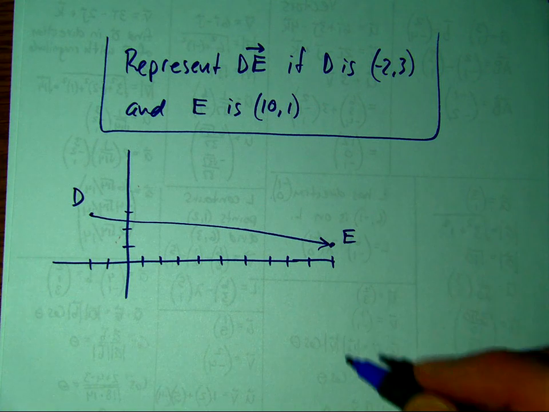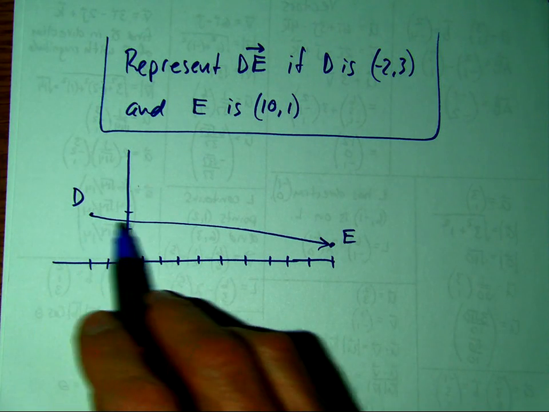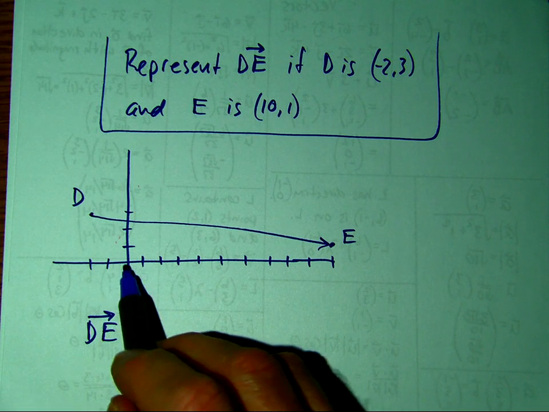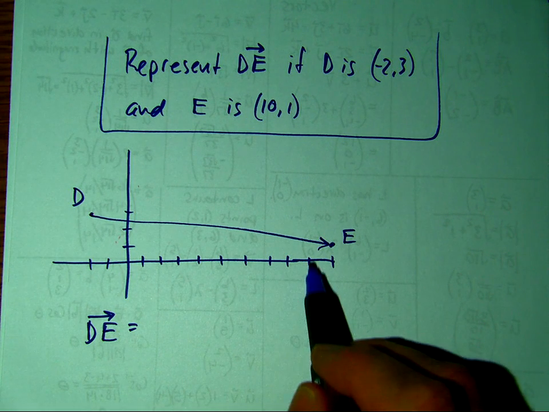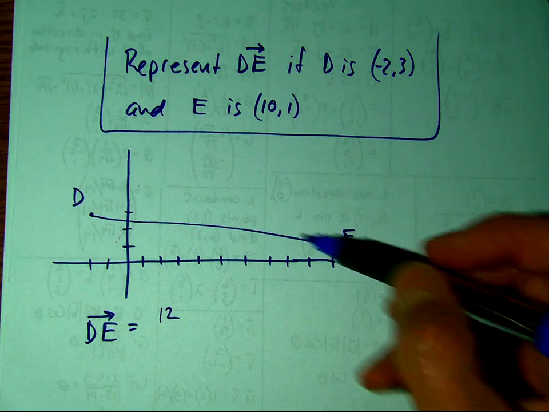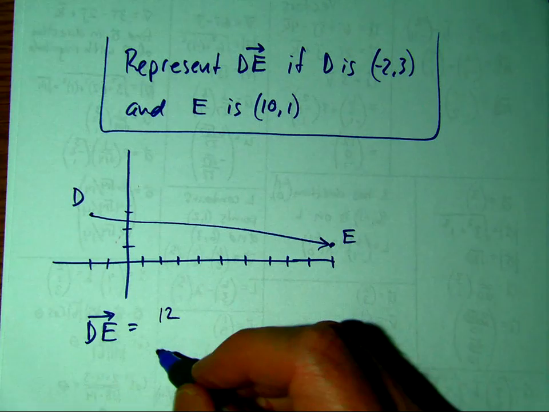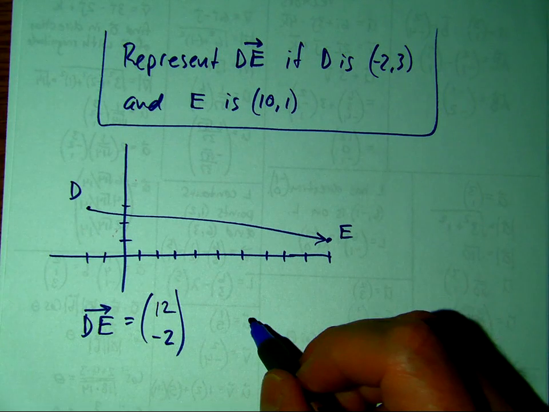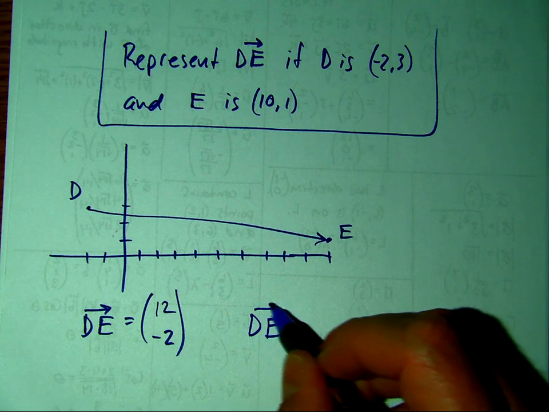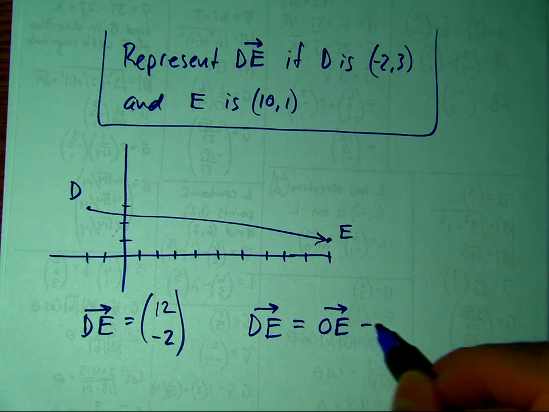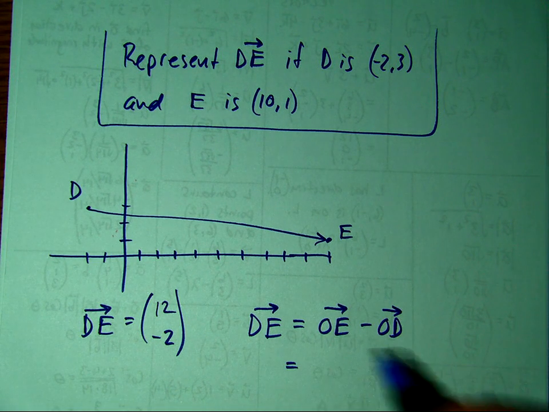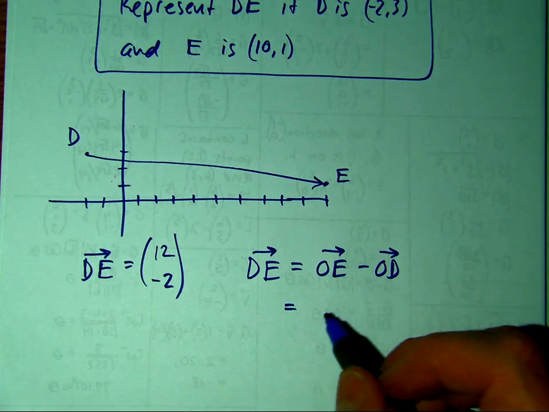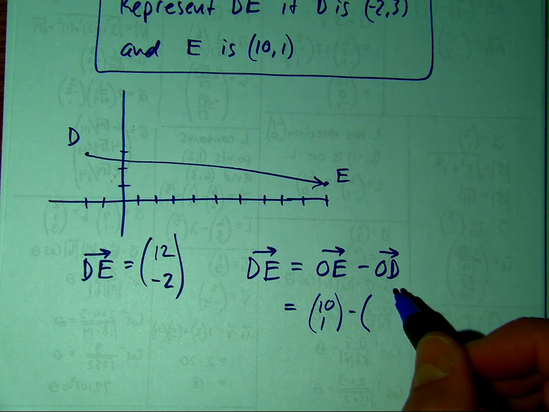By looking at the graph, we know that we move to the right, so we can say that DE is 1, 2, 3, 4, 5, 6, 7, 8, 9, 10, 11, 12. To the right 12, and then we move down 1, 2. So we can find that from the graph. If we want to do the equation, we can say the vector from D to E is OE minus OD, and from O to E is 10, 1. From O to D is negative 2, 3.